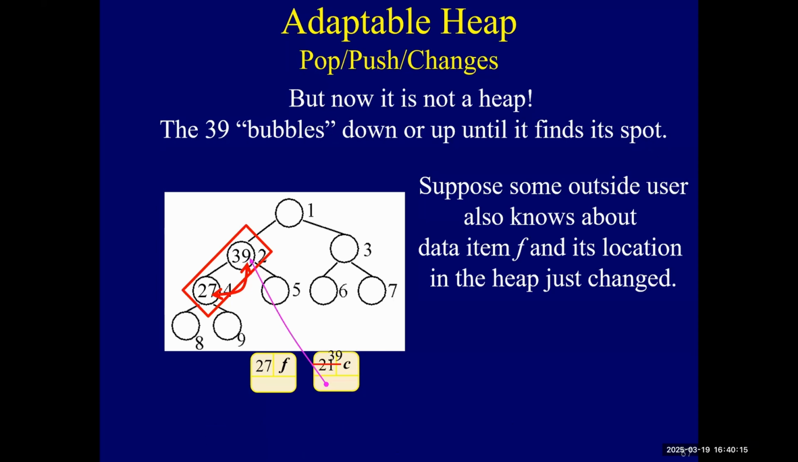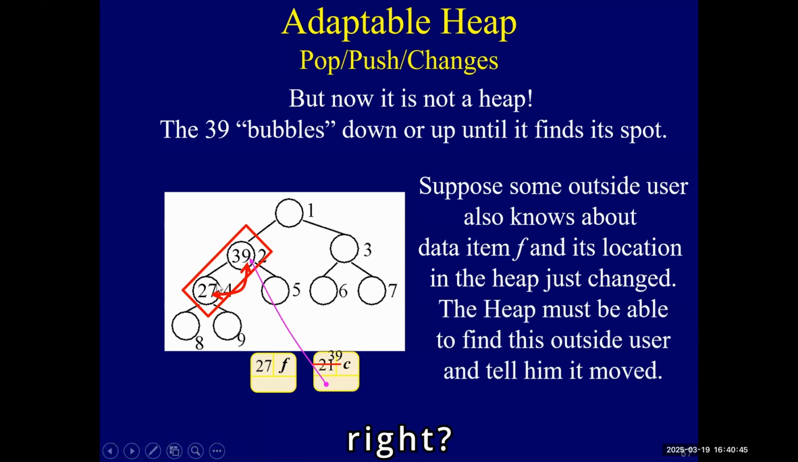So what do we need? We need an address of Mr. F. We need to find Mr. F. And where are we going to store Mr. F's address? Well, not the C. Who's going to hold Mr. F's address? Yeah, exactly. This 27 is going to hold it.